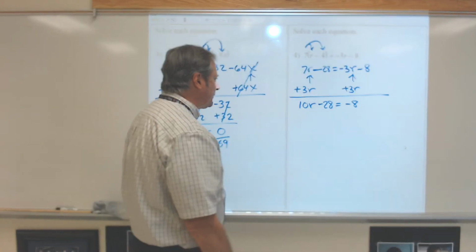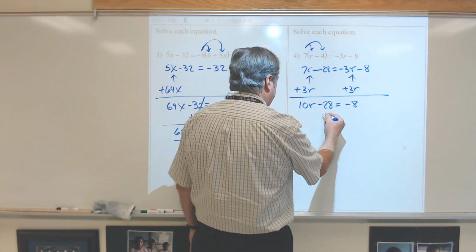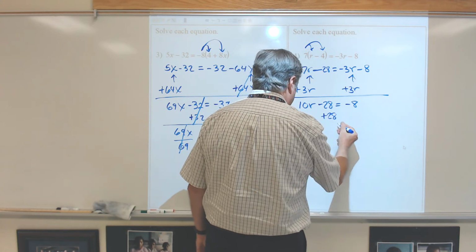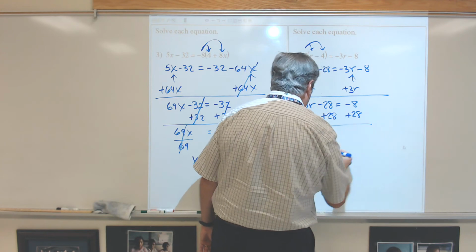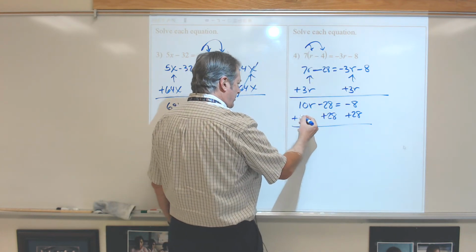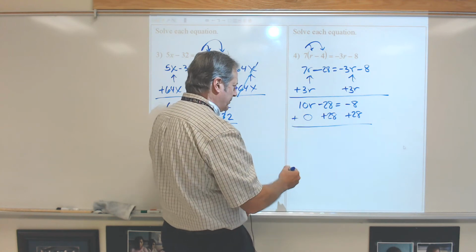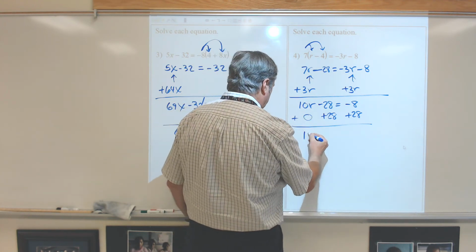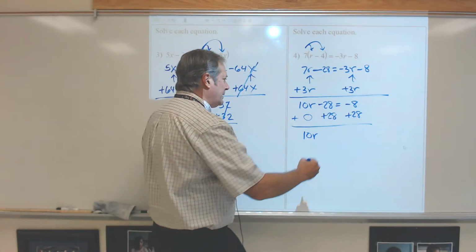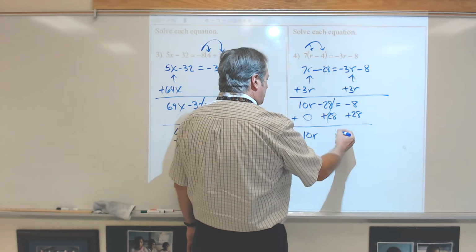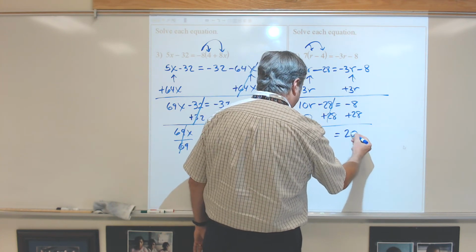All right, next step. Save the 10 to last. Add 28 to both sides. So 10r, remember, you could put a 0 there if you wanted. We just typically don't. But 10r plus 0 still is 10r. Negative 28 plus 28 zeros out. Bring down the equal sign. Negative 8 plus 28 is 20.